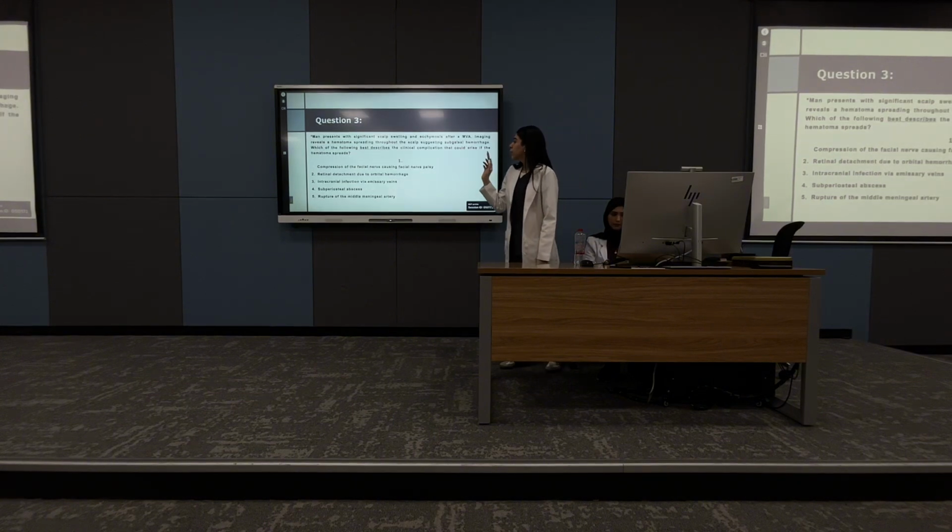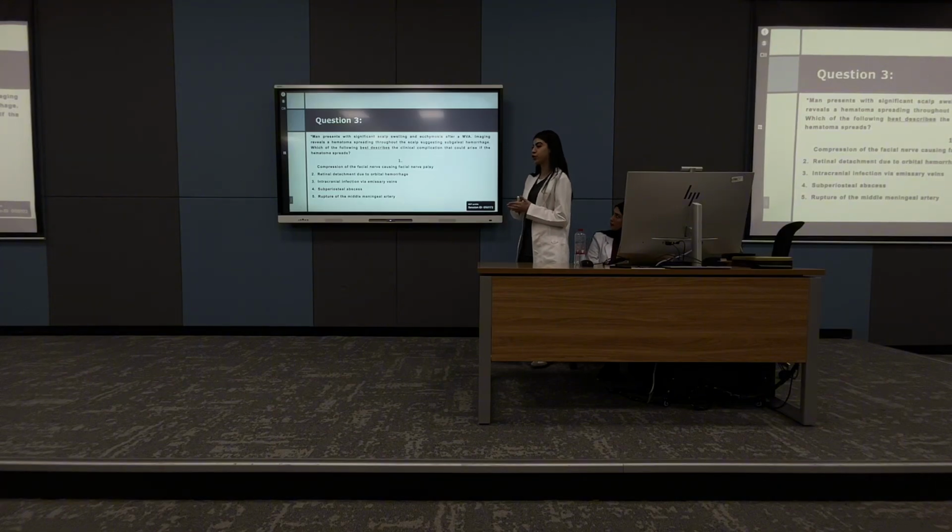Okay. A man presents with significant scalp swelling and necrosis after a motor vehicle accident. Imaging reveals a hematoma spreading throughout the scalp, suggesting subgaleal hemorrhage. So it already gave you the hemorrhage that's present there. Which of the following best describes the clinical complication that could arise if the hematoma spreads? What do you think is the answer?